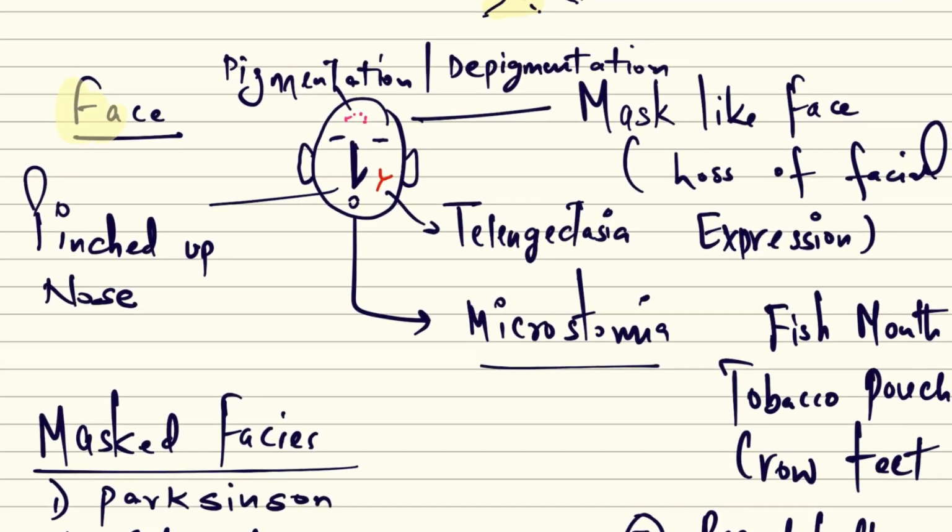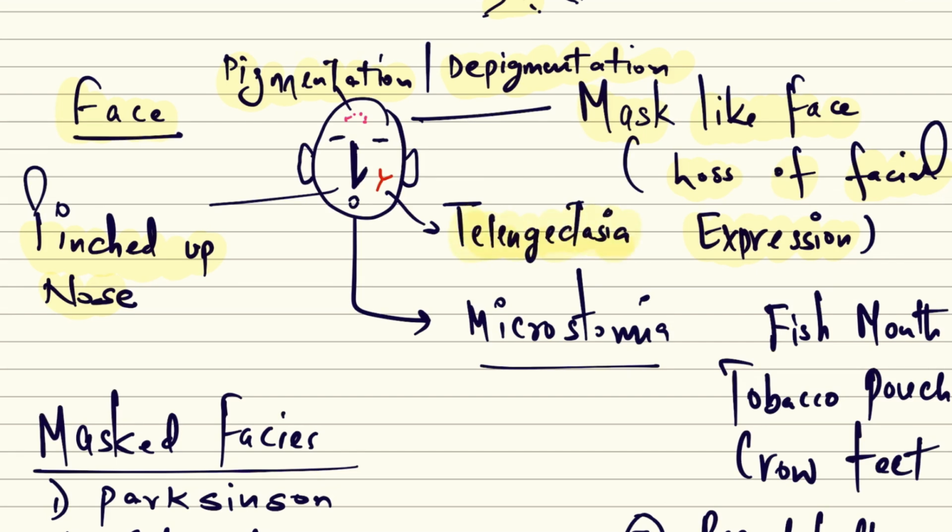So what are the facial features of a patient of scleroderma? You will find there is loss of facial expression in the patient of scleroderma. Their skin becomes very tight, thick, and the loss of facial expression gives the mask-like face to the patient of scleroderma. We find pigmented lesions on the face and depigmented lesions also. Their nose is very sharp and pinched, and they have dilated vessels on the face, around the mouth, and around the lips.